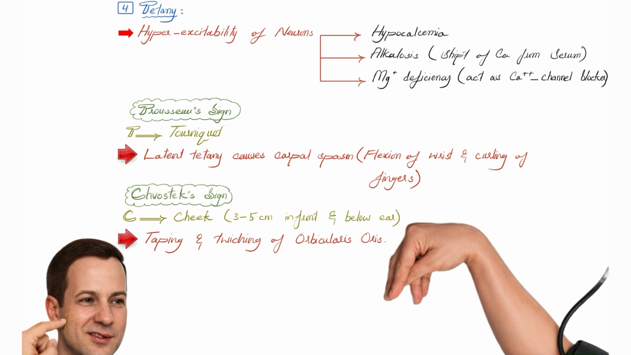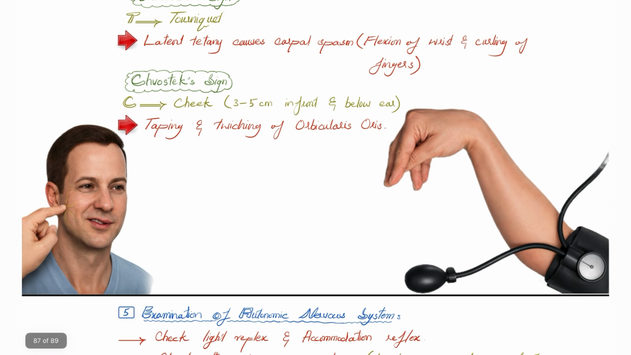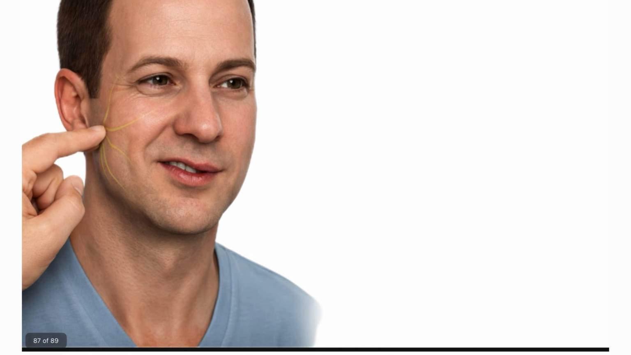You can remember it in this way. The T in Trousseau stands for tourniquet. When a tourniquet is tied, it creates latent tetany, and this tetany causes carpal spasm, which is the flexion of wrist and curling of fingers, as you see in the image. Chvostek sign: C in Chvostek stands for cheek, that is tapping 3 to 5 centimeters in front and below the ear, and this produces twitching of the orbicularis oris, as you see in the image.